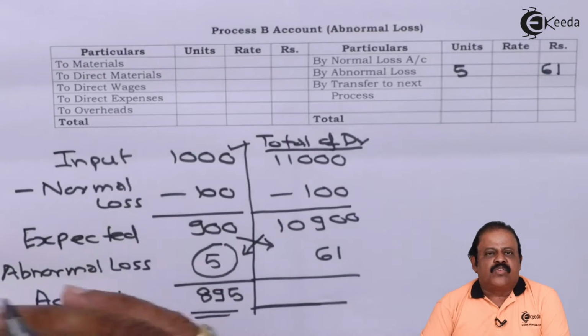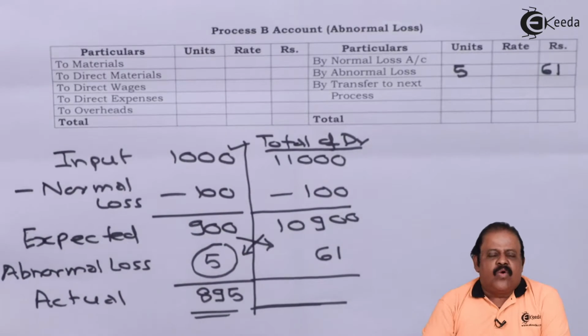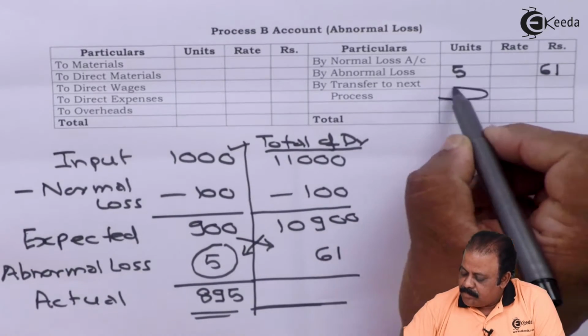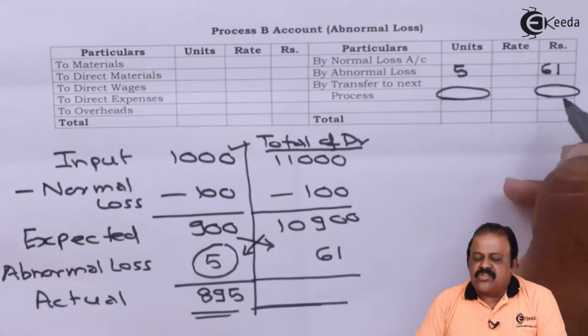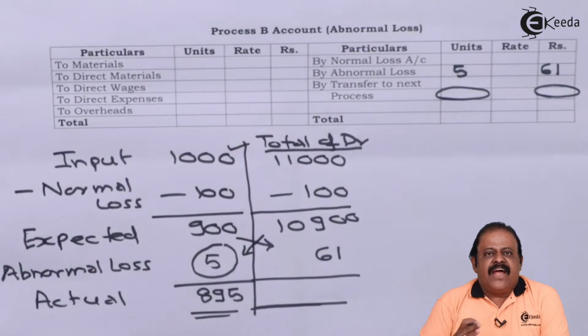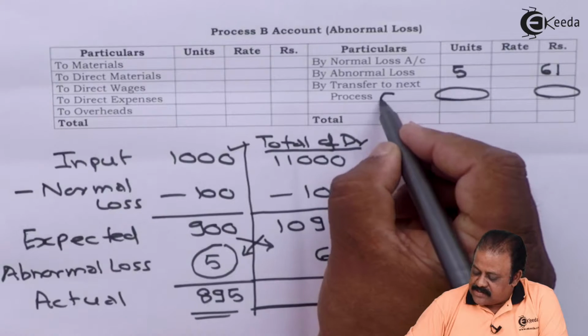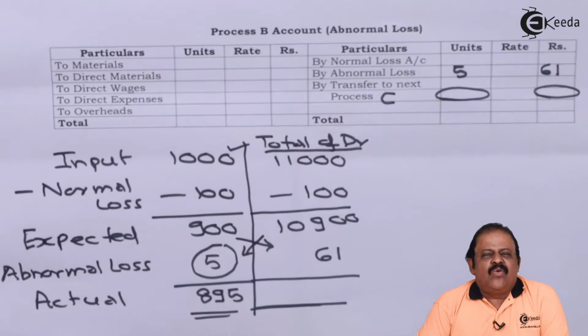Then we close process B account. As we closed process A account, we will be getting balancing figure here in units column as well as in rupees column, that will be transferred to next process. For example, it is transferred to process C. So we have learned how to record process account when there is a normal loss, how to prepare process account when there is abnormal loss.